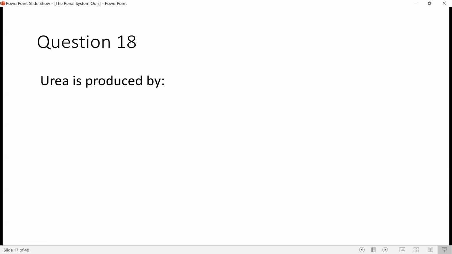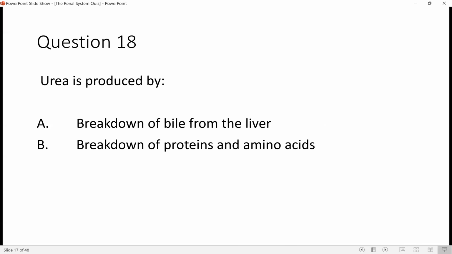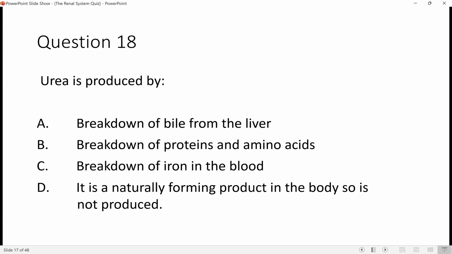Question 18. Urea is produced by breakdown of bile from the liver, breakdown of proteins and amino acids, breakdown of iron in the blood. It's a naturally forming product in the body, so it is not produced. So how is urea produced?